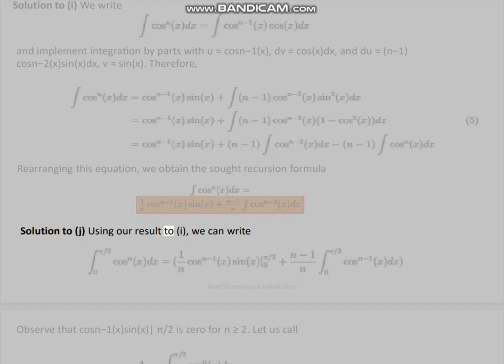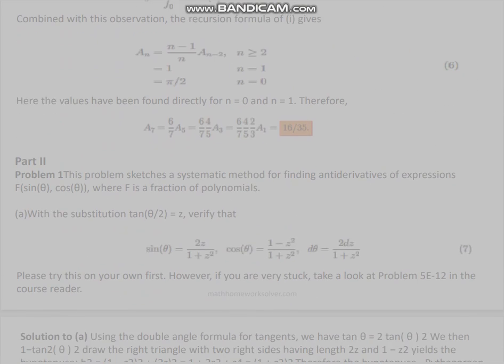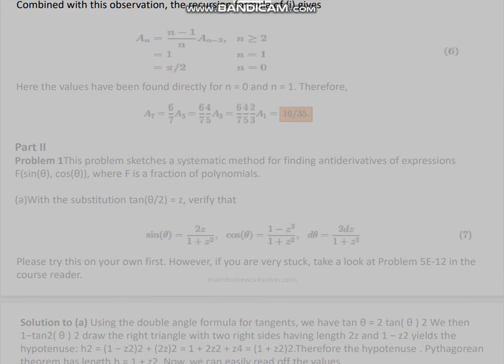Using our result to I, we can write. Observe that cos^(n-1) x sin x at pi/2 is 0 for n greater than or equal to 2. Combined with this observation, the recursion formula of I gives. Here the values have been found directly for n equals 0 and n equals 1. Therefore, Part 2, Problem 1.